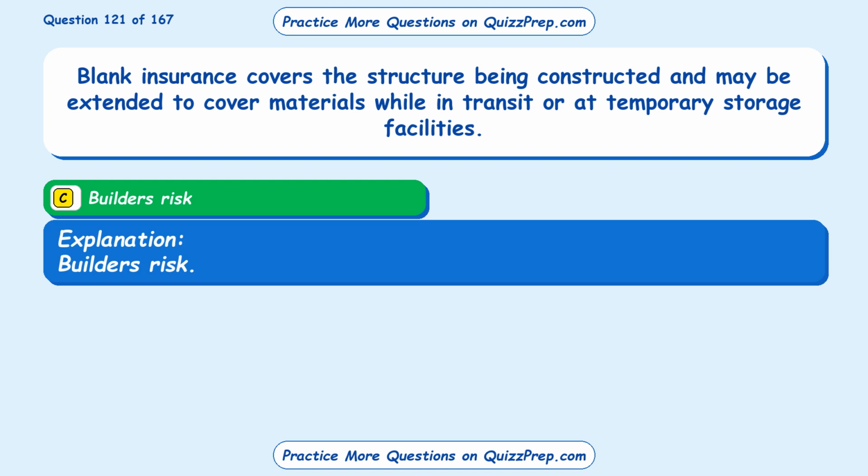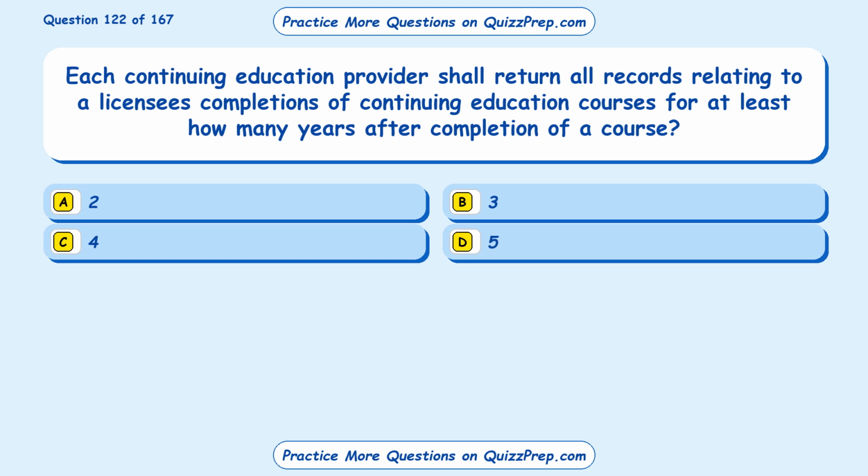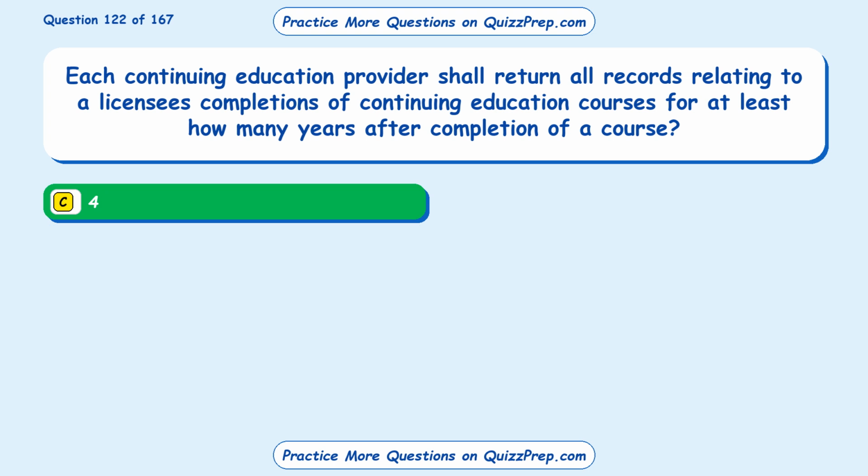Builder's risk. Question 122. Each continuing education provider shall return all records relating to a licensee's completions of continuing education courses for at least how many years after completion of a course? Option A, 2. Option B, 3. Option C, 4. Option D, 5. The correct answer is option C, 4.